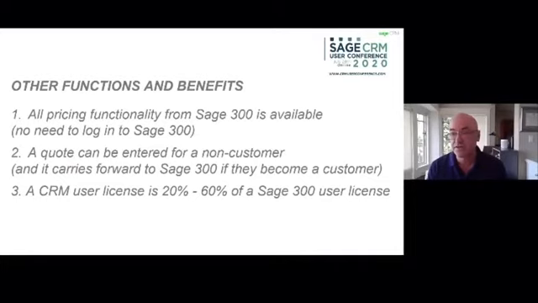And the last benefit to think about when you're looking at a company linked to Sage 300, as opposed to just going directly into Sage 300, is that a CRM license is anywhere between 20 and 60% of a Sage 300 user license. On the low end, if there's no bells and whistles, no third-party applications, like the Greatrix application that Dan demonstrated, or if you're adding a few bells and whistles, you're still much, much cheaper than Sage 300. So there's an economic argument for this as well.